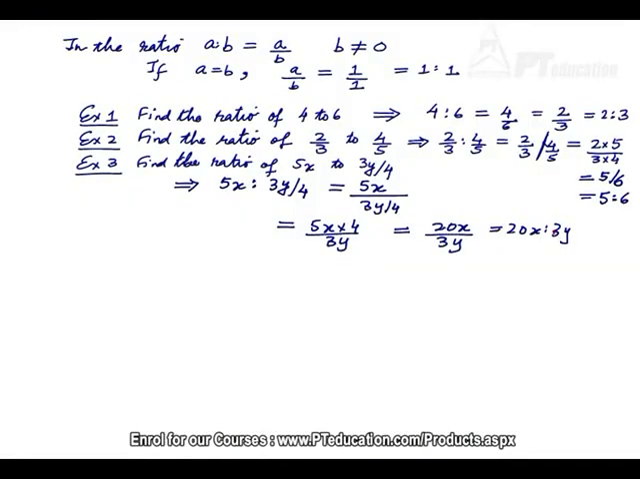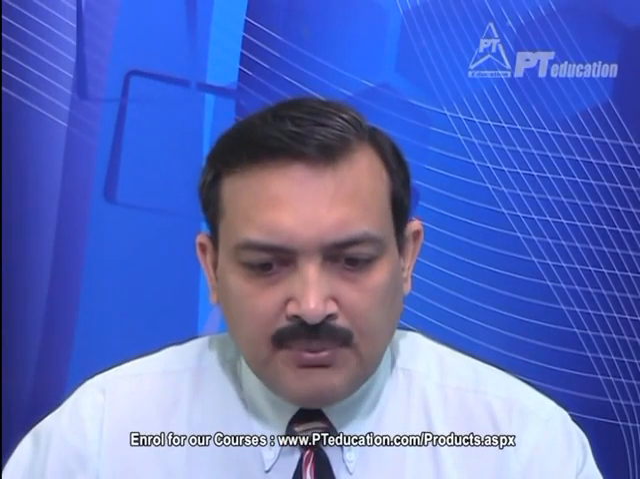Now let us see example 3. 5x is to 3y by 4 is the same as 5x divided by 3y by 4. So 4 will come up and you will have 5x into 4 divided by 3y, which is the same as 20x upon 3y, which is 20x is to 3y. Thus, we have solved all the 3 examples.